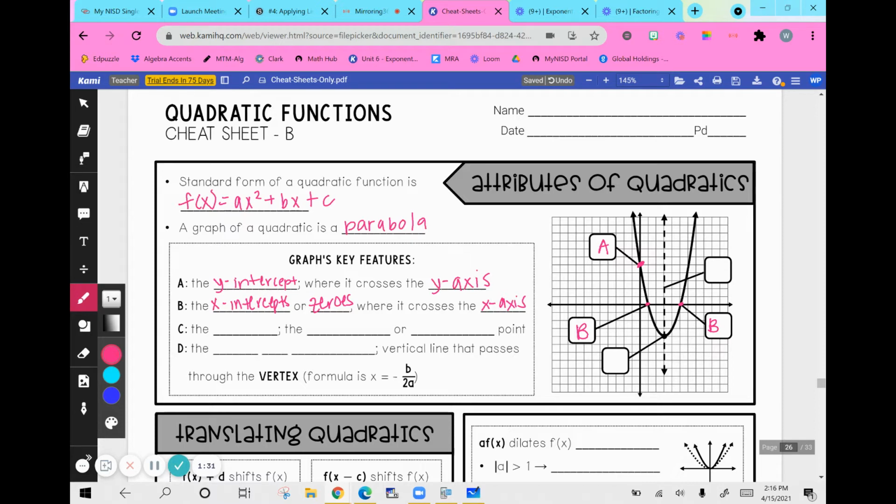The vertex is the next one. And it says the maximum or minimum point. On this graph, we're looking at a minimum point because it's the lowest point on the graph. So that is our C. And then this line that goes down the middle that divides it in half, that's our axis of symmetry. So we're going to put D there for axis of symmetry.